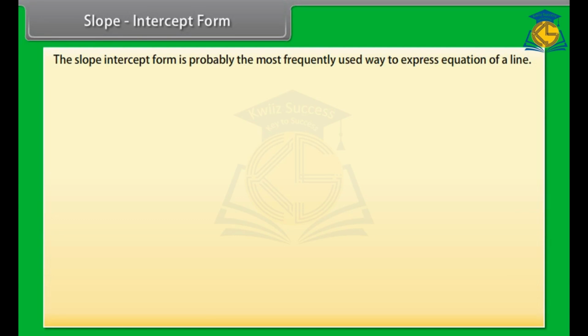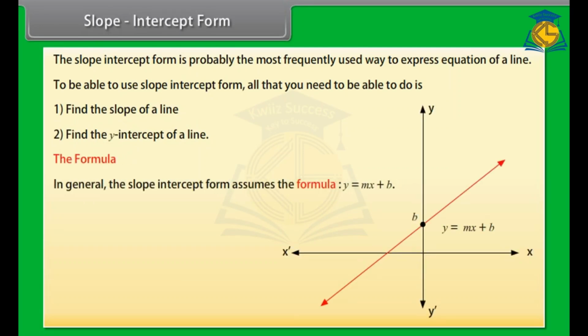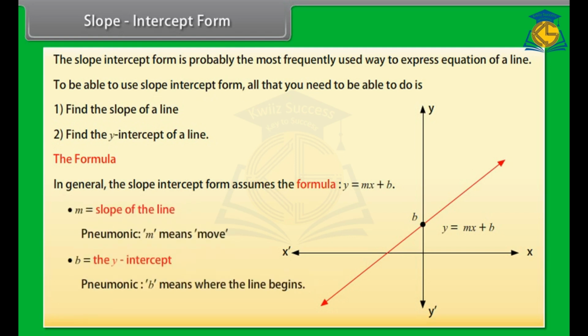Slope-intercept form. The slope-intercept form is probably the most frequently used way to express the equation of a line. To use slope-intercept form, all that you need to be able to do is find the slope of a line and find the y-intercept of a line. In general, the slope-intercept form assumes the formula y = mx + b, where m is the slope of the line and b is the y-intercept.